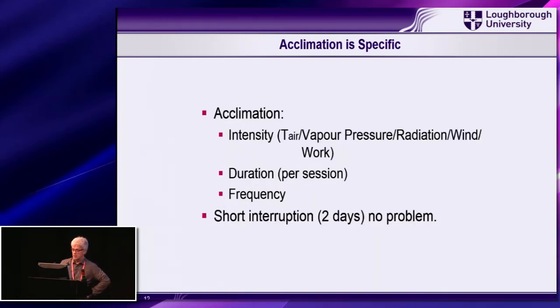So acclimation is specific. It's specific to the intensity, and that's both the intensity of the climate, air temperature, vapor pressure, radiation levels, and wind, as well as on the workload. So again, for the athlete, replicating your actual race conditions will have to look into both workload and the climate. It's related to the duration, how much time can you spend in each session on each day, and how many days will you keep up with it.